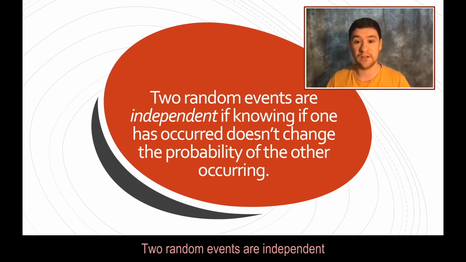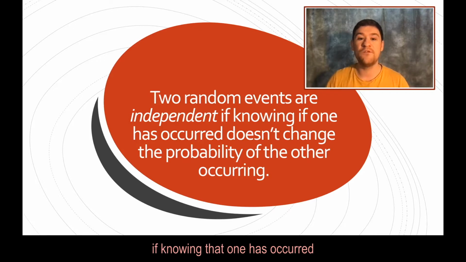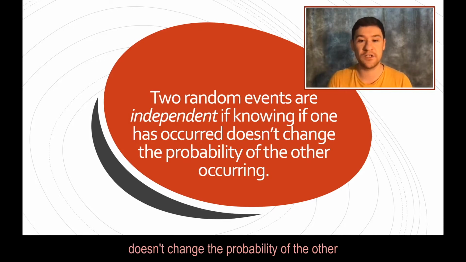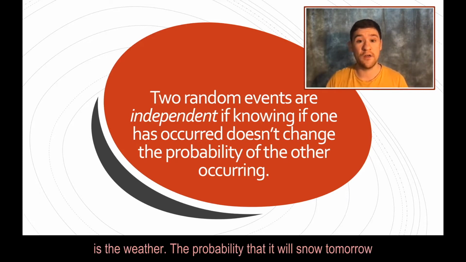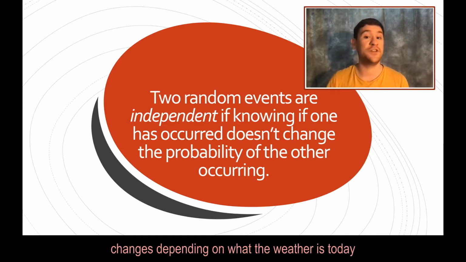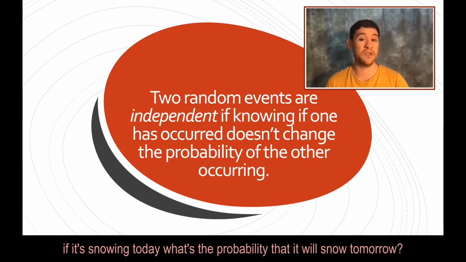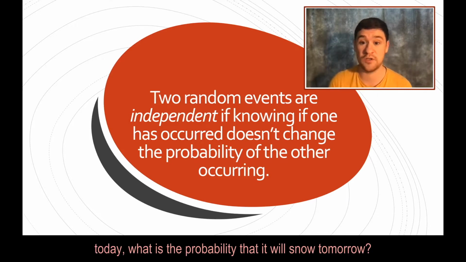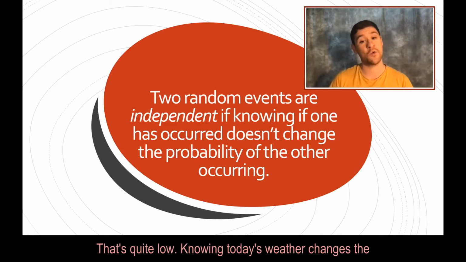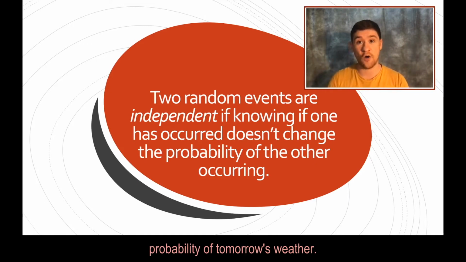Two random events are independent if knowing that one has occurred doesn't change the probability of the other occurring. A classic example of this is the weather. The probability that it will snow tomorrow changes depending on what the weather is today. If it's snowing today, what's the probability that it will snow tomorrow? That's quite high. If we are having a heat wave today, what's the probability that it'll snow tomorrow? That's quite low. So knowing today's weather changes the probability of tomorrow's weather.